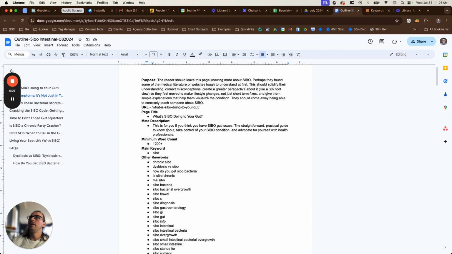Okay, so they feel moved to make lifestyle changes, not short-term fixes, and give them simple explanations that help them visualize the condition. What do I mean by that? I want them to be able to visualize as they're reading a topic or subject that we're talking about, so that they can build a story in their heads, because people memorize things through story. And so if they have to repeat what their condition is or how to fix it with somebody who is a layman and doesn't know anything about it, how do they do this concisely? So they should come away being able to concisely teach someone about SIBO.